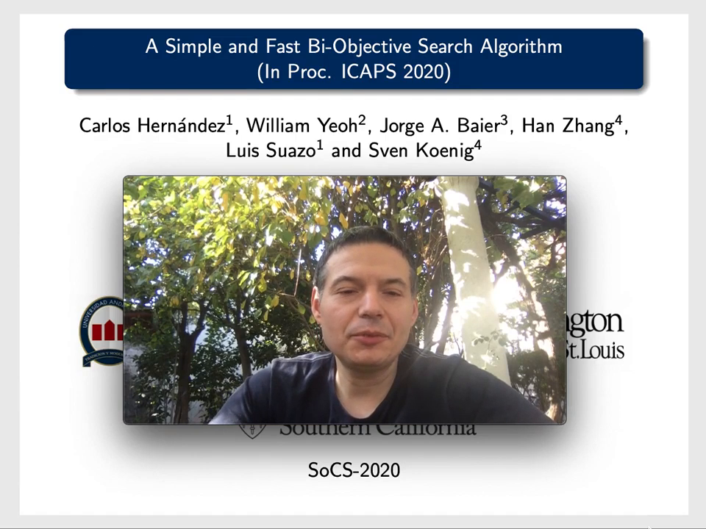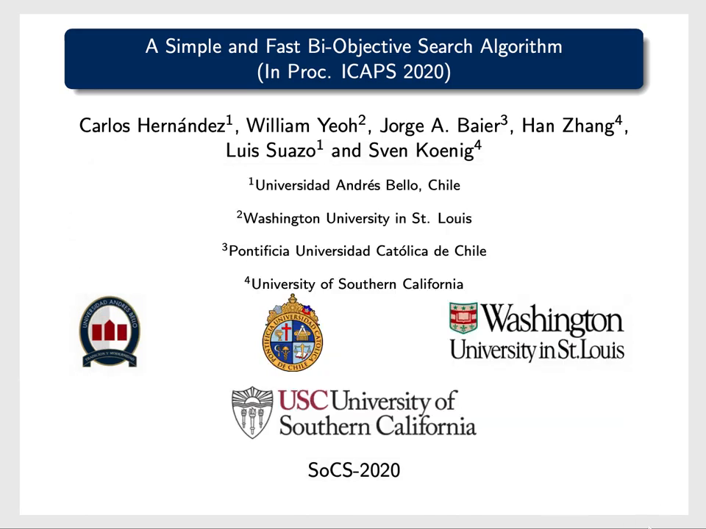Hello everyone, I'm going to present to you the paper called A Simple and Fast Bi-Objective Search Algorithm, which will appear in the proceedings of ICAPS 2020. The paper has a number of authors: Carlos, William, Han, Luis, and Sven.